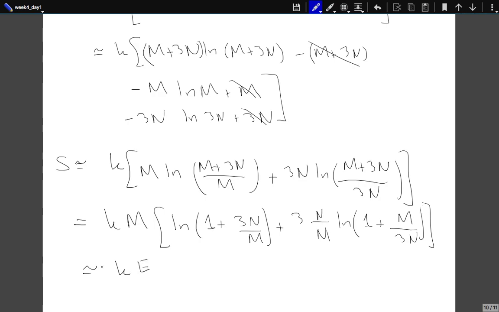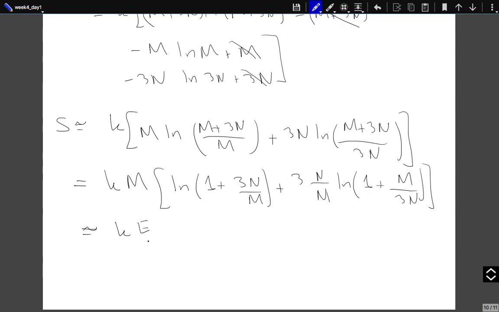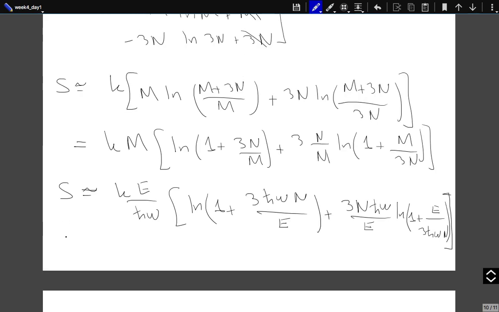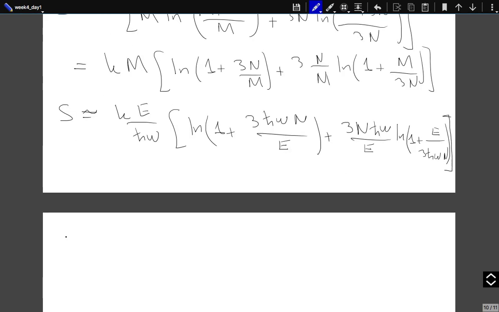Or K times E over h bar omega, logarithm of 1 plus 3 h bar omega n over E, plus 3n h bar omega over E times logarithm of 1 plus E over 3 h bar omega times n. So this is the entropy of my system.